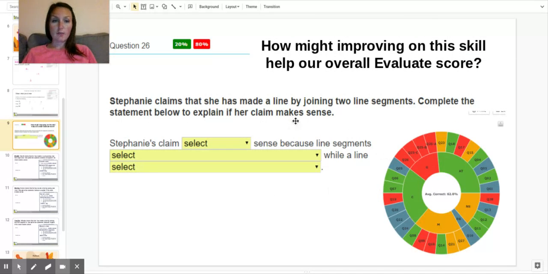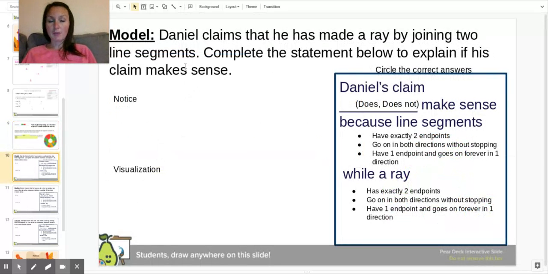It gives you a student who makes a claim, who says something about the lines or line segments or rays, and then they want you to say if she's correct or not by explaining what it looks like. So I'm going to show you that here. It's not something that we did very well on, okay? Only a few of us got this correct. So this is my example. It says, Daniel claims that he has made a ray by joining two line segments. Then complete this statement. So I'm going to draw this out.